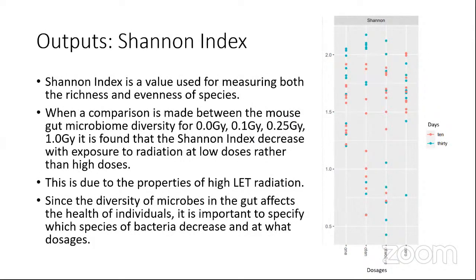The next output that I chose was the Shannon index. Since it gives us a general idea about the richness and evenness of bacteria in the samples, it is a great plot because it summarizes everything, the alpha diversity and the beta diversity of the microbiome. And here you can see that for lower doses of radiation, like 0.1 and 0.25 GY, the diversity decreases more compared to the control group.